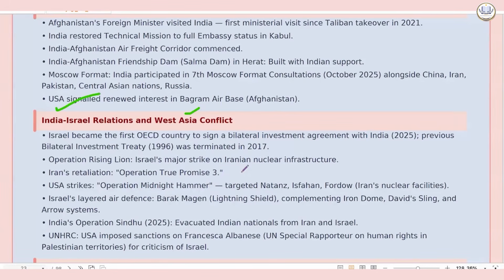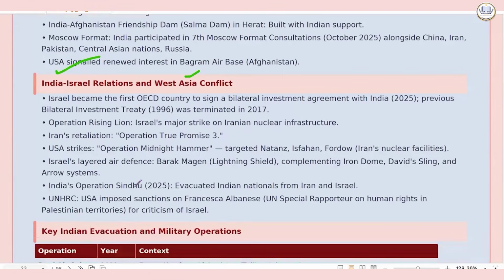There is Operation Rising Lion, Israel's major strike on Iranian nuclear infrastructure. Iran's retaliation is called Operation True Promise 3. USA strikes, Operation Midnight Hammer, targeted Natanz, Isfahan, Fordow, Iran's nuclear facilities. Israel's layered air defense: Barak Magen, that is Lightning Shield, complementing Iron Dome, David's Sling and Arrow system. India's Operation Sindhu 2025 to evacuate India's nationals from Iran and Israel, important for your prelims examination.